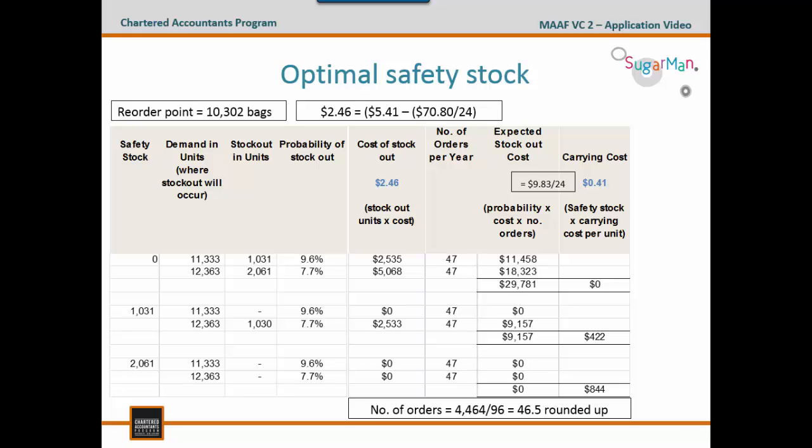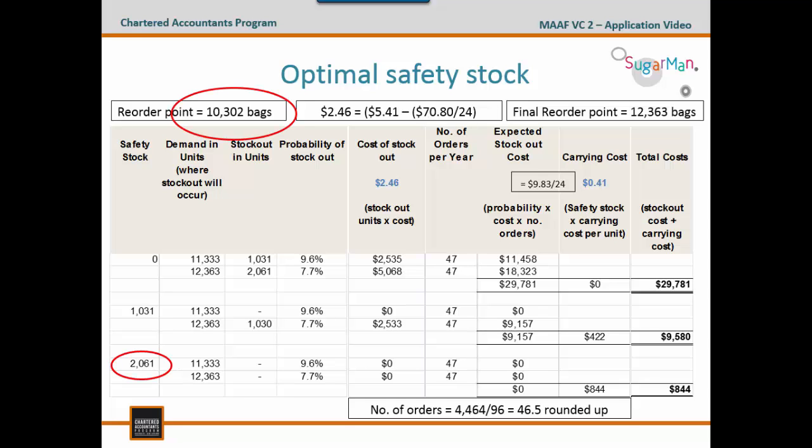That completes step 7. In step 8, by adding together the carrying cost and the stock out costs for a specified level of safety stock, the total cost to the business can be seen. So from this analysis, we need to decide what level of safety stock should be held. The costs to Sugarman are minimized to $844 when safety stock of 2,061 bags are held. At lower levels, the cost to the company is higher due to the high cost of lost sales relative to the carrying cost. So this is the optimum level of safety stock.